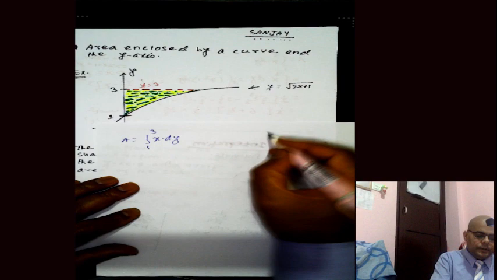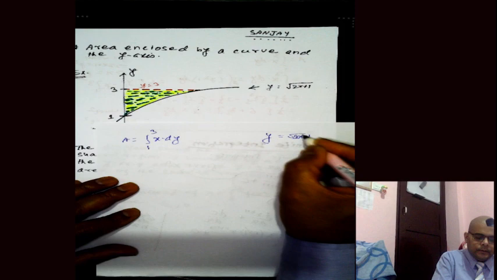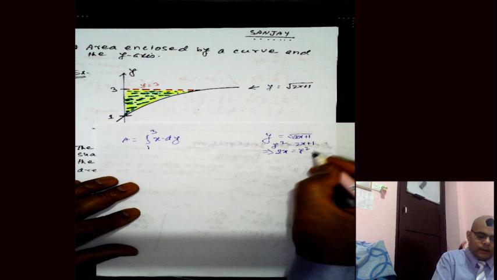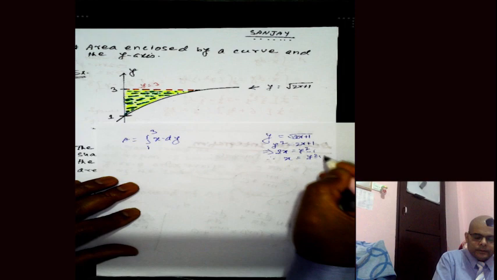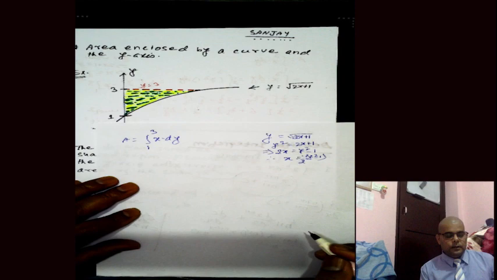So we have to convert this in terms of x equals f(y). Here y equals root of 2x plus 1. If you square both sides, then y squared equals 2x plus 1. So 2x equals y squared, and take this 1 to the left, then it is minus 1. Therefore in place of x you write y squared minus 1 by 2, or you can write half times y squared minus 1. So from 1 to 3, your function x is now 1 by 2 times y squared minus 1, dy, not dx at this time.